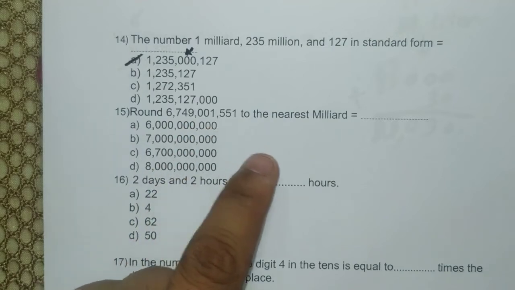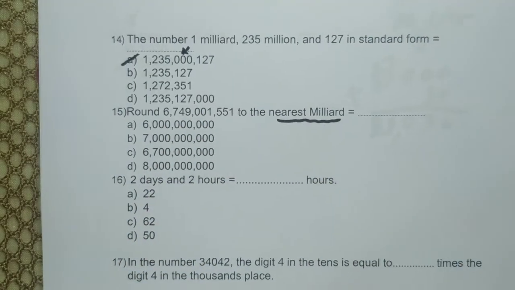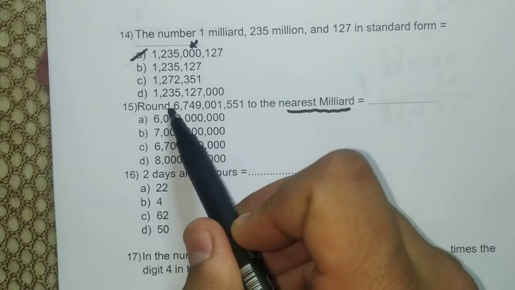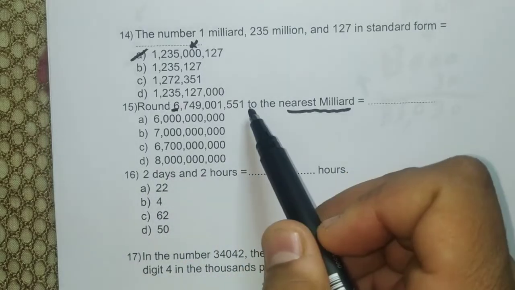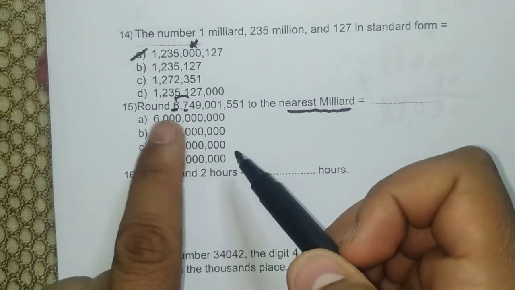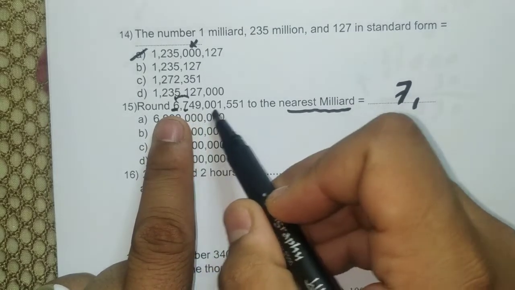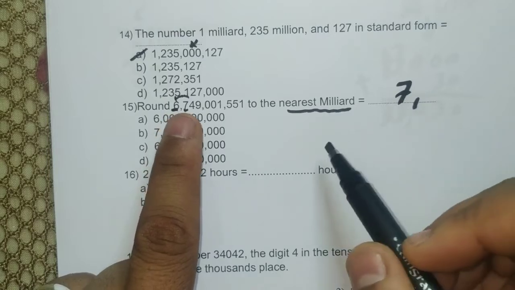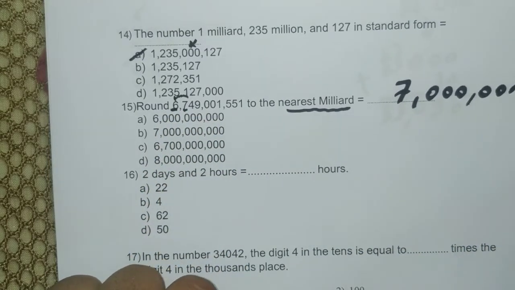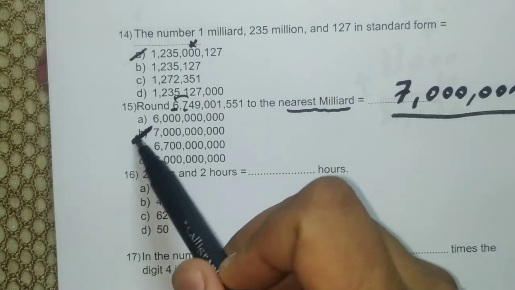Round the number to the nearest milliard. So I will stand on milliard. Milliard here is number 6, which is before it 7. 7 will add 1 to the number 6, and it will be 7. And all place values before it will be zeros. It's just 7 milliard. The answer will be number B.